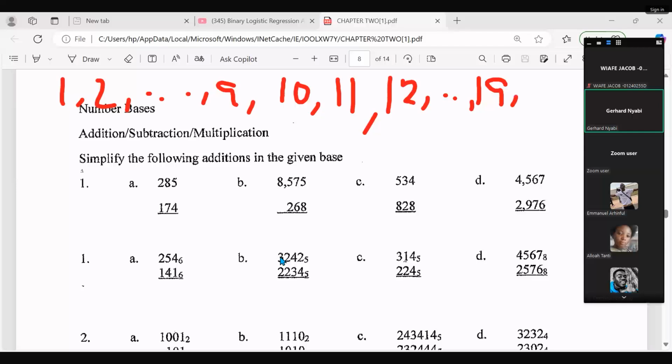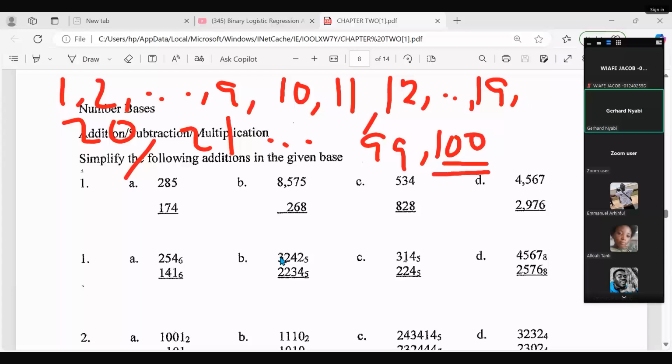So the next will be what? 20. 20 will be 2 remainder 0, 2 remainder 1, up to 99. The next is 100, right? Yes. 10 goes to 100 how many times? 10 times, right? And 10 goes to 10, 1. So that'll be 1 remainder 0 and 0. And that's how we write 100, right?